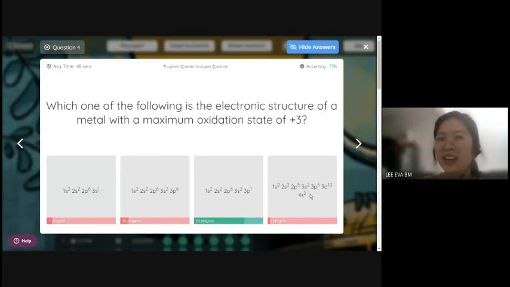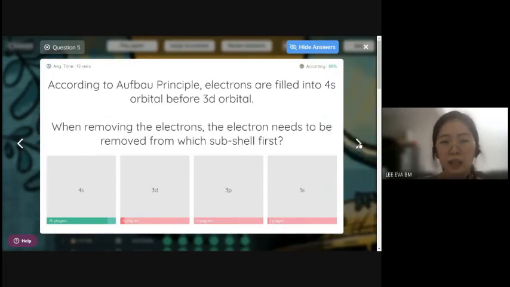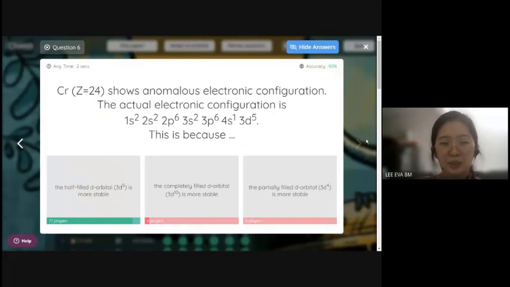Yang ini akan ulang lagi sekali dalam chapter 3. Okay? So valence electron 1, valence electron we got 8, valence electron we got 3, and valence electron here we got 4s2 and the 3d10. Here is a little bit susun ikut 3d dulu baru 4s, eh? And then the alpha, most of you got it correct. And then for the chromium, also most of you got it correct.